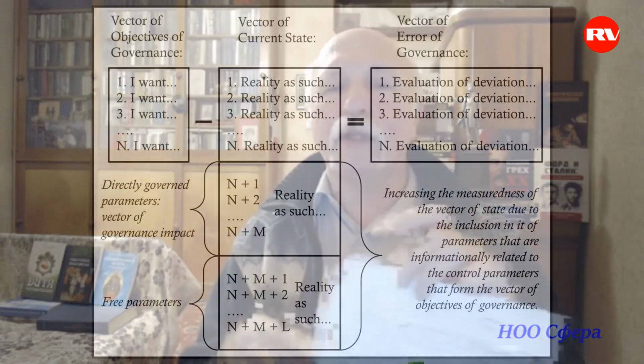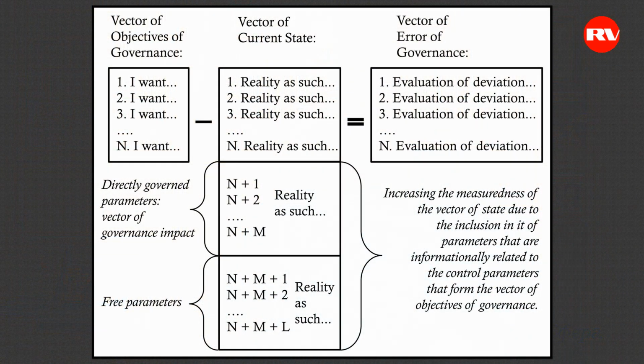Let's continue our lecture on the sufficiently general theory of governance. Today we will talk about setting of objectives. Well, everyone should remember this picture. This is the basic formula that shows the ratio of information modules in the process of governance.